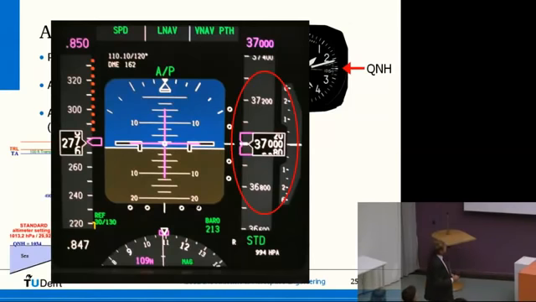Here is the Mach number, by the way, 0.85, above the speed scale. Actually, this is the autopilot Mach number. This is the real Mach number.